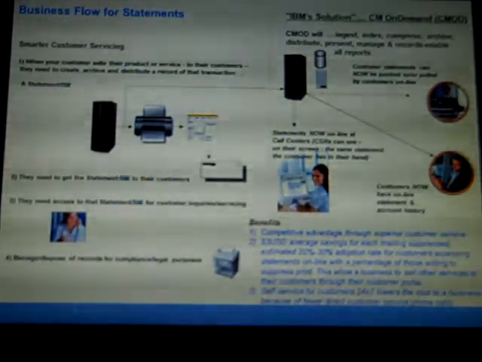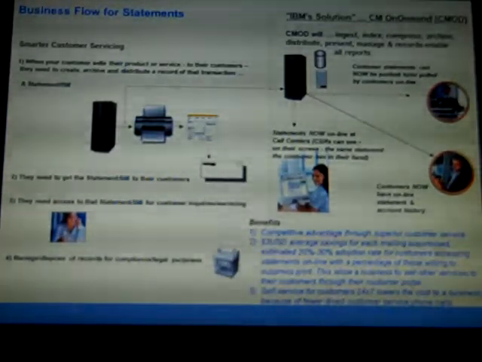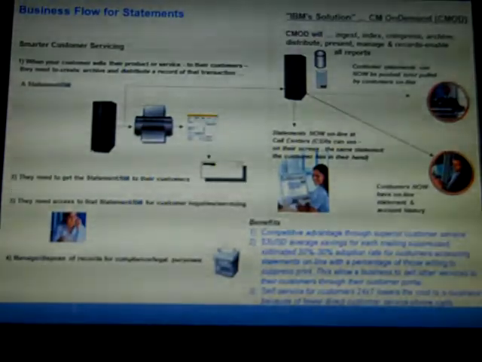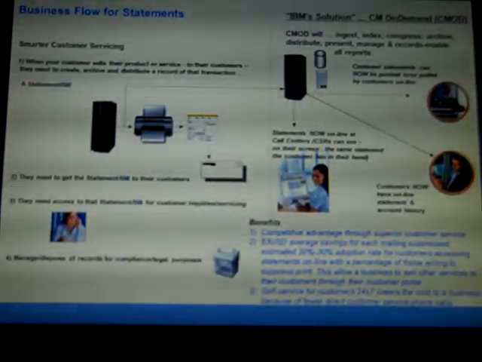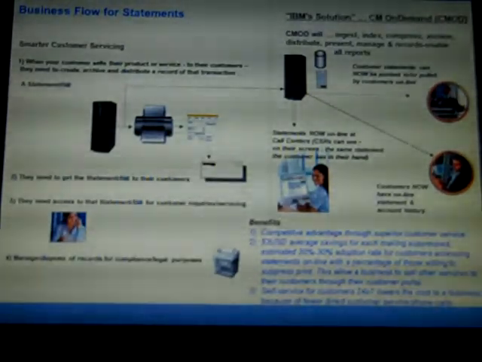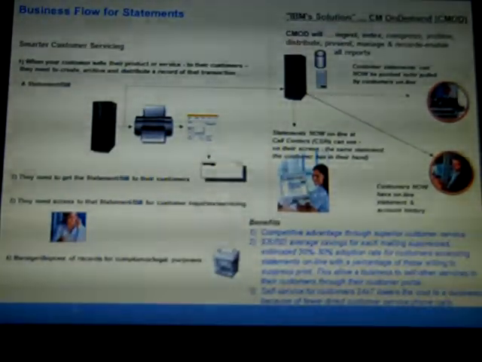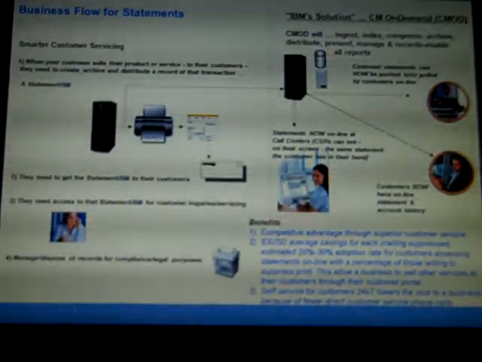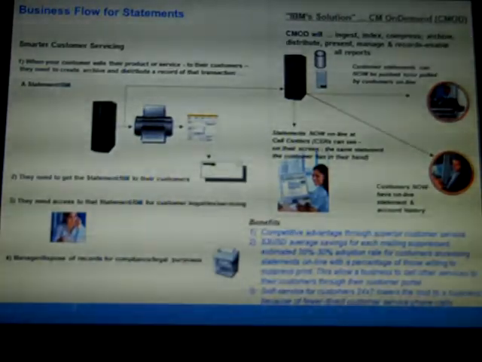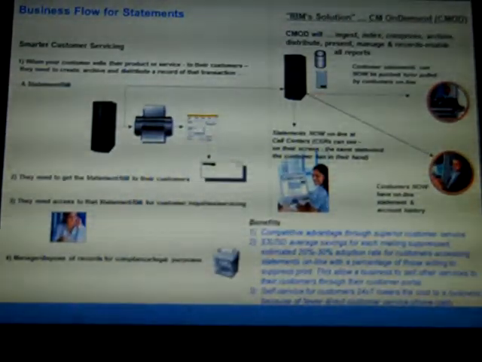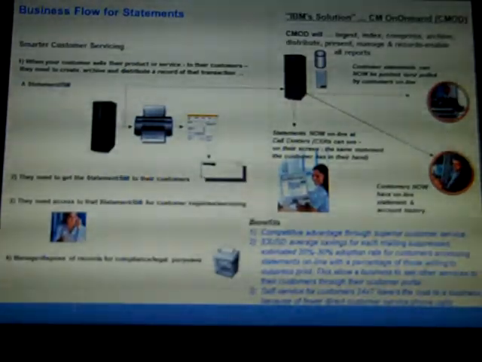The benefits: number one, that company will have a competitive advantage through superior customer service. On average, two, there will be about a $3 US savings per mailing that is able to be suppressed to customers. There is typically a 20 to 30% adoption rate for customers accessing statements online, with a percentage of those willing to suppress their print and not wanting another envelope in their mailbox.